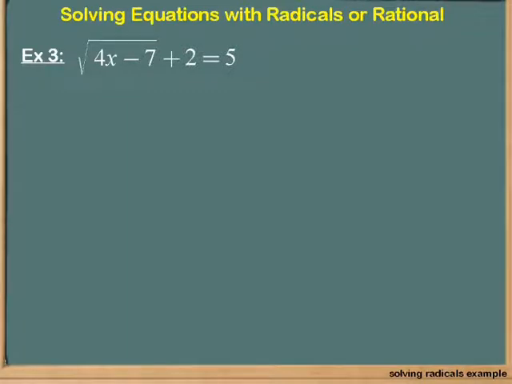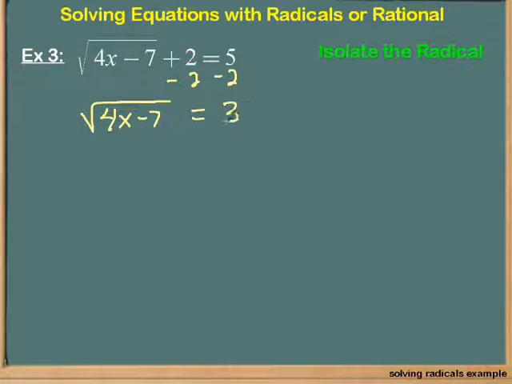In example 3, we have the square root of 4x minus 7 plus 2 equals 5. And we're going to follow the same process we did back in example 1, and that is to isolate the radical. That would mean to do what? We've got to subtract 2 from both sides, and we are left with the square root of 4x minus 7 equals 3.